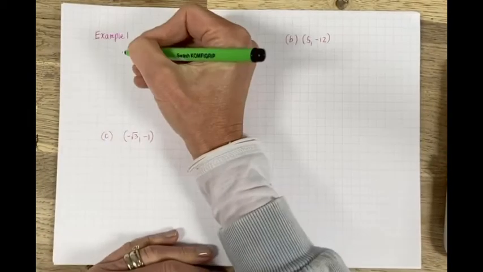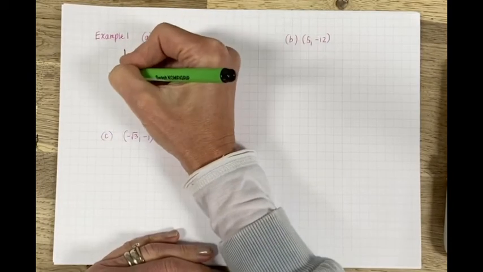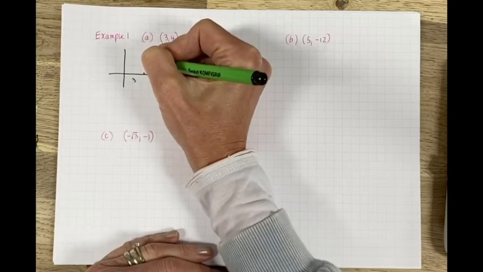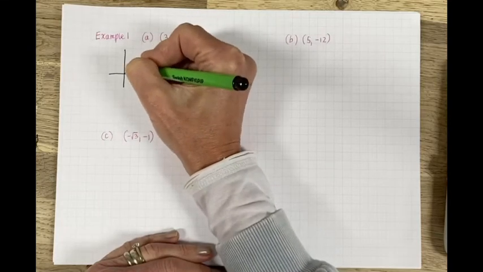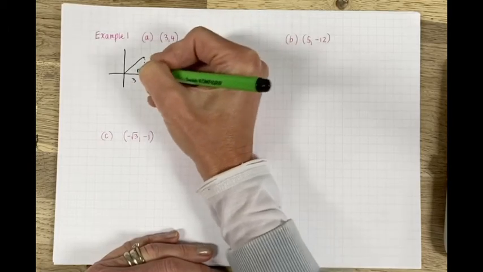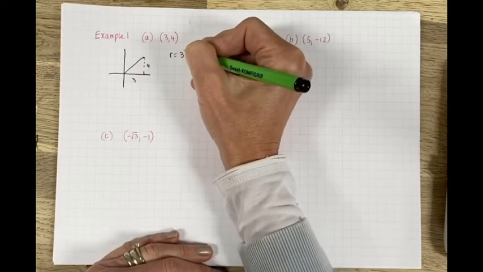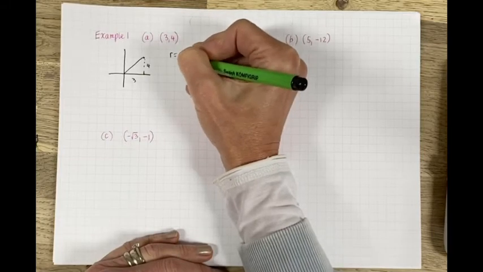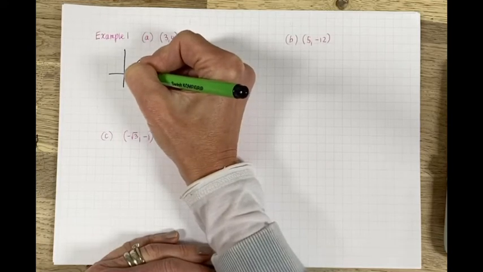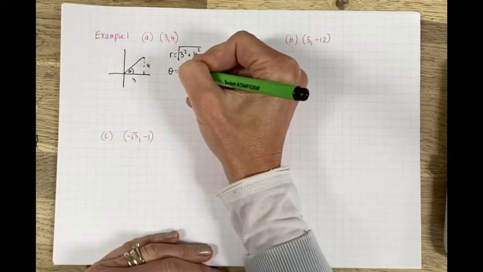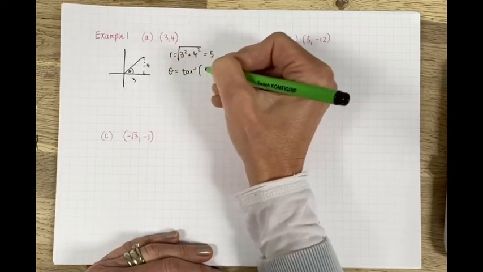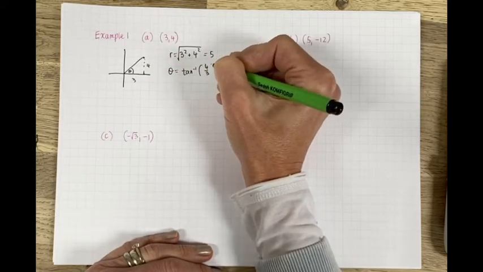Always draw it. So 3 across, 4 up, somewhere here. There's my point over here. For polar coordinates, I need to find what r is, and r is just x squared plus y squared, square rooted, so that's going to give me 5. And here is the angle theta, so theta is going to be your tan inverse of opposite over adjacent, so 4/3.